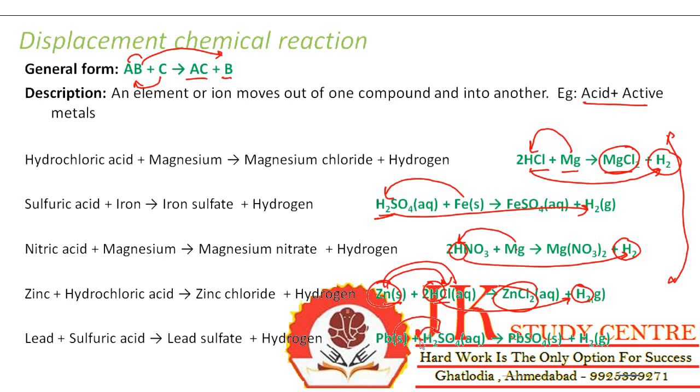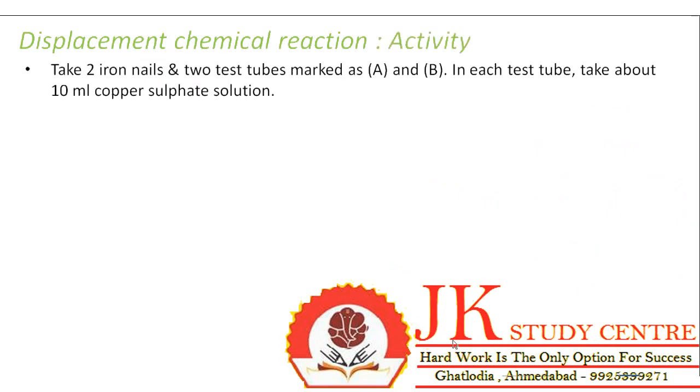This lead kicked out hydrogen, and hydrogen is out now, and this becomes lead sulfate. So this is one example of a displacement chemical reaction, right? For this we'll do an activity.